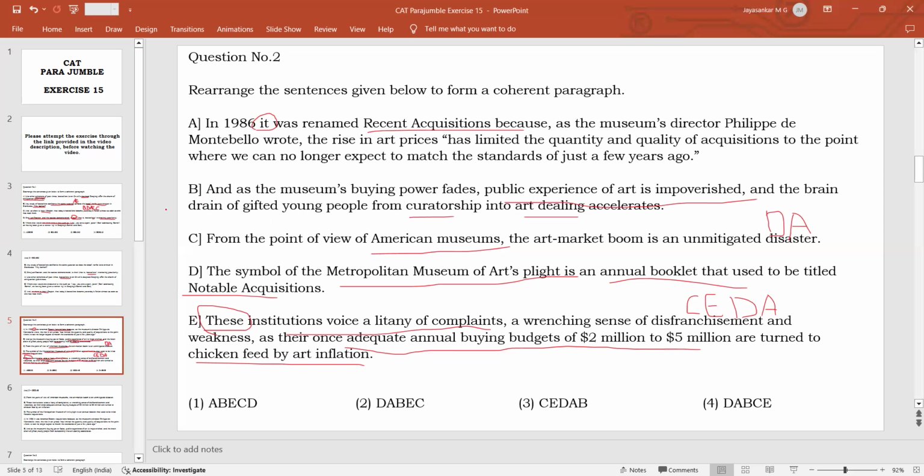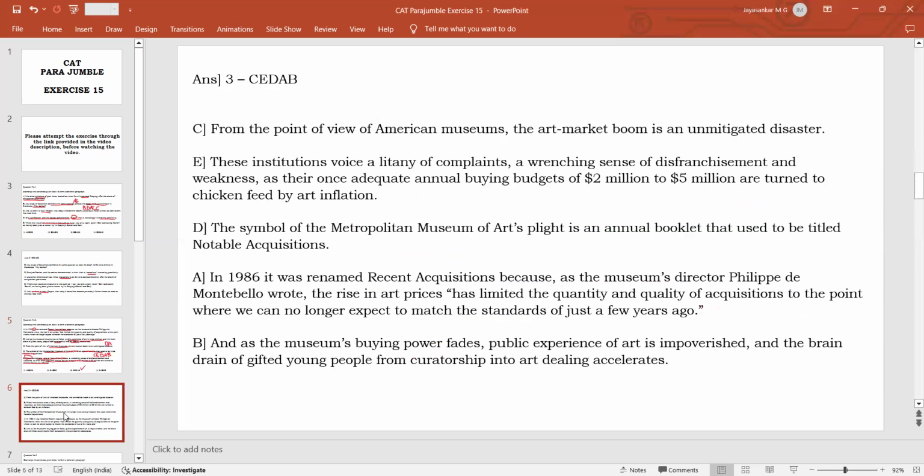So this is the last sentence. It talks about the consequence of the problem that we are discussing. First, the problem is discussed in the sentence pair CE. Then DA talks about an example of the problem by talking about the Metropolitan Museum of Art. Then you talk about a consequence or an after effect of that particular problem. CEDAB becomes a very logical sequence that can clearly tell you the meaning of the passage. So this is how it is laid out or properly sequenced.